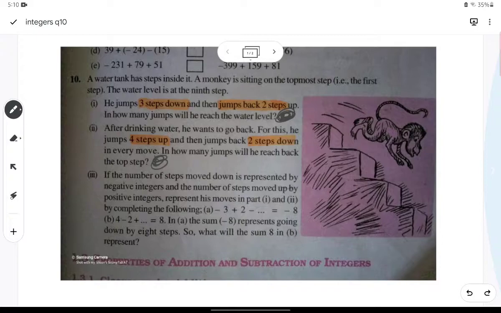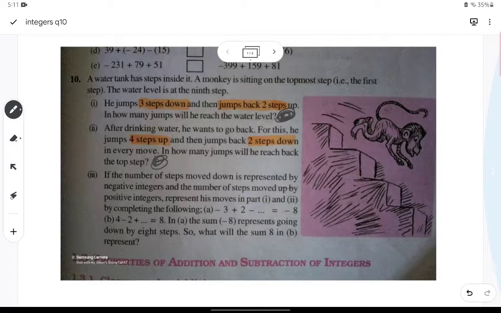So the 10th question is related to a monkey. A water tank has steps inside it. A monkey is sitting on the topmost step, so it's sitting on the first step and the water level is at the 9th step. He jumps 3 steps down and jumps 2 steps back as highlighted in the given picture. In how many jumps will he reach the water level? So first we'll solve the first one and then we'll go for the next ones.